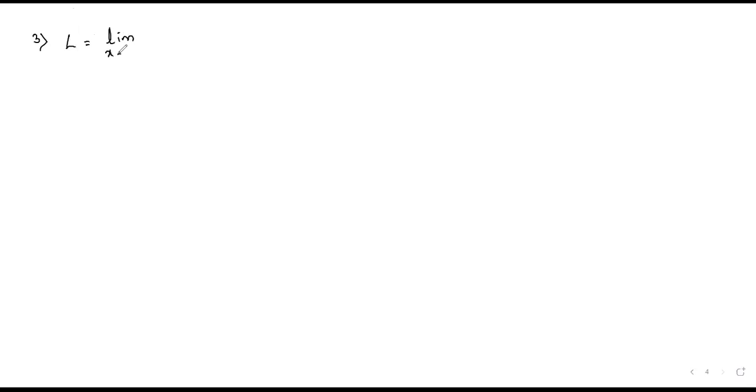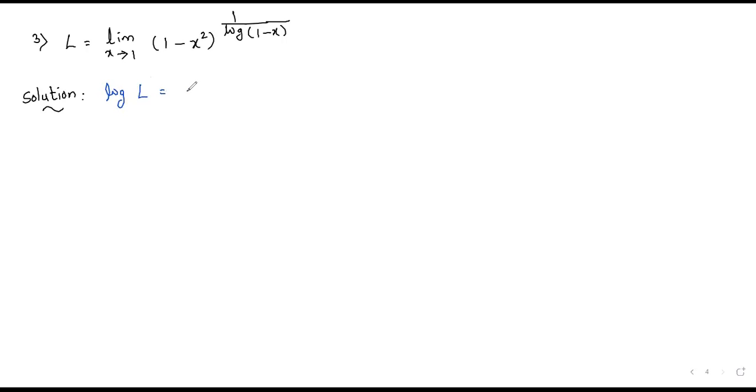Limit as x tends to 1 of (1 minus x square) to the power 1 upon log of (1 minus x), right? Okay, so let us try to solve this. First, it is 0 to the power 0 form, no doubt. Now what do we have to do? Let's take log first.